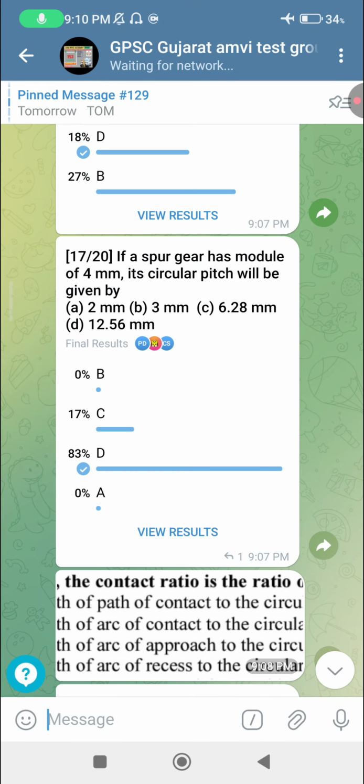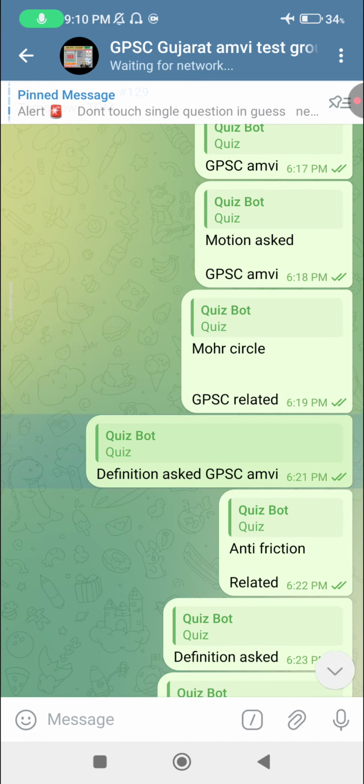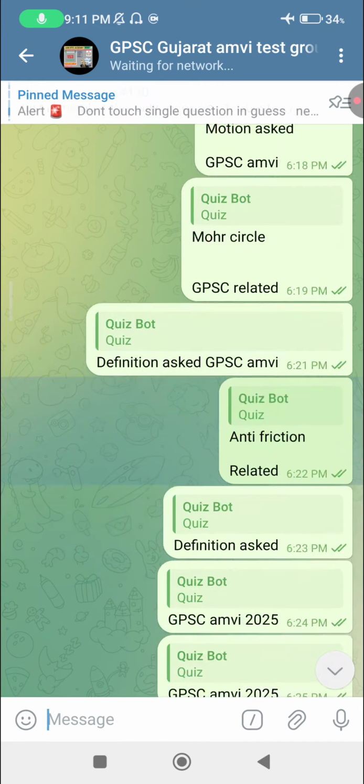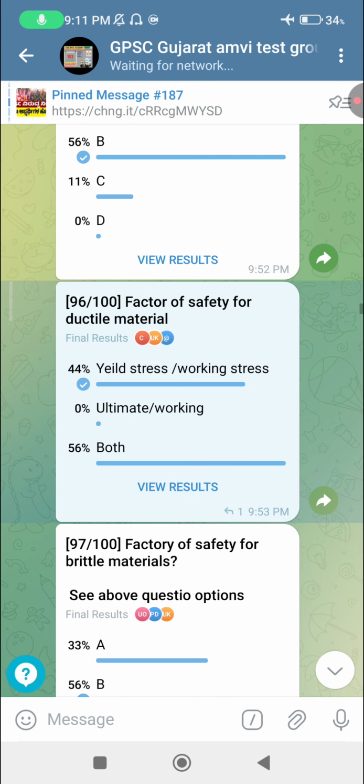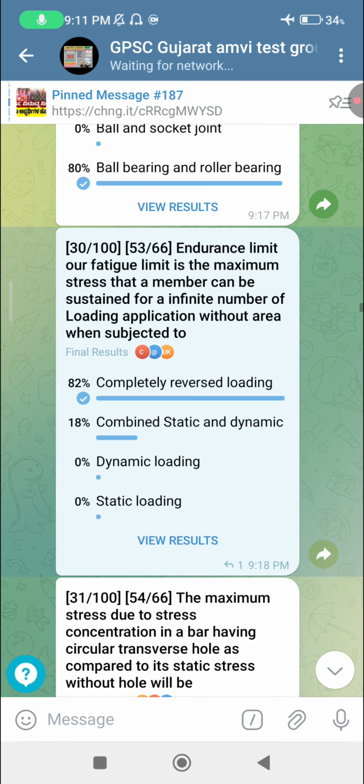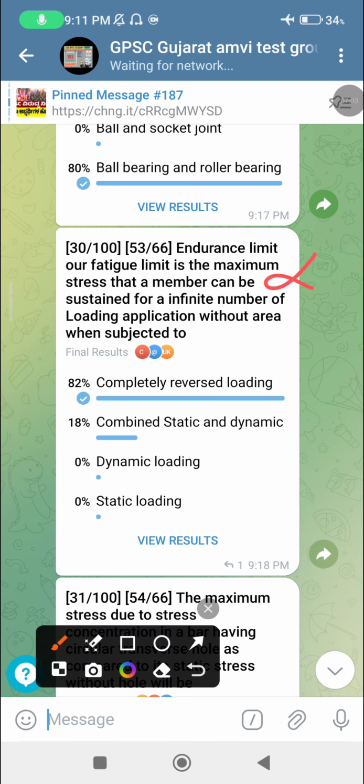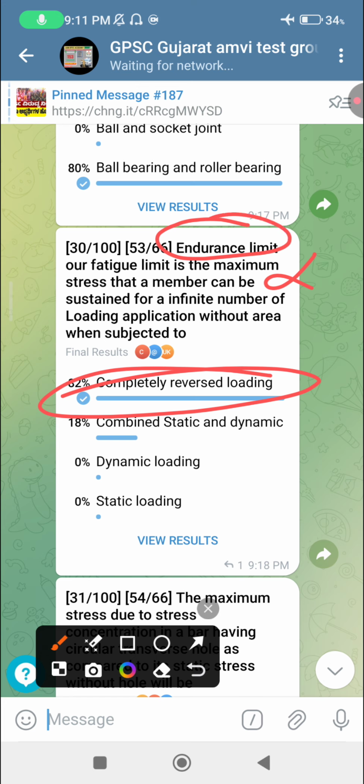Then spur gear formula has been asked, but we have given some for you. Then an anti-friction related question. Then the definition of the cone, inner cone, was asked. Then factor of safety of ductile material they have asked: yield to working stress. Then this question asked endurance limit or fatigue limit: the maximum stress of a member that can be sustained for an infinite number of loading applications without failure when subject to completely reversed loading. This has been asked in 4 options. The answer is endurance limit.